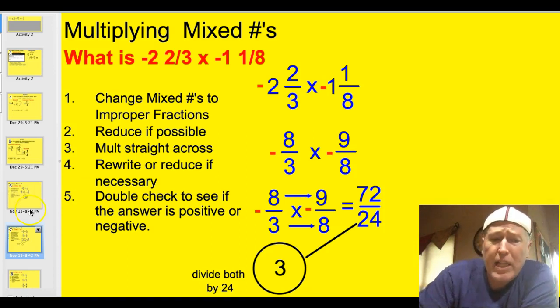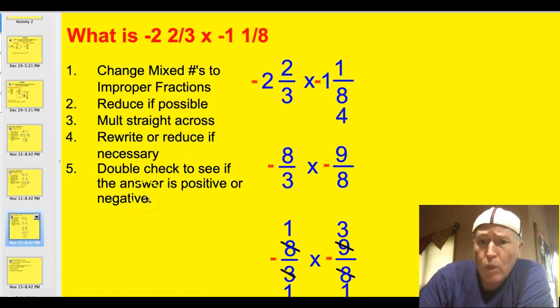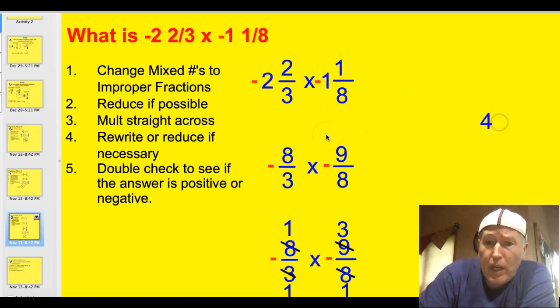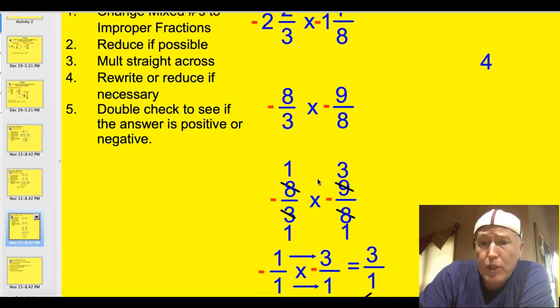All right, let's take a look at that same problem with what I like to call the shortcuts when you cross-reduce. Same problem, negative 2 2/3 times negative 1 1/8. So I'm going to get this out of here. So I took and made those both into improper fractions, and now I'm just going to cross-reduce.